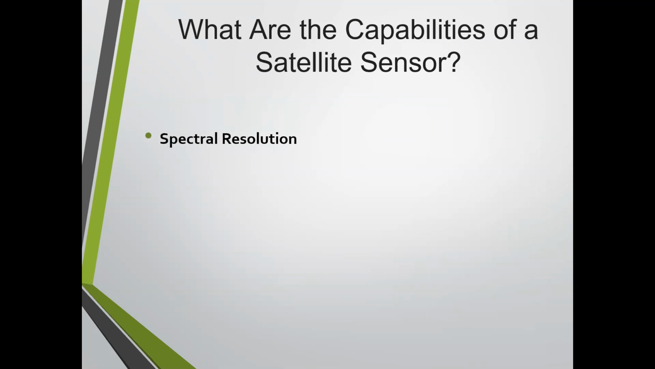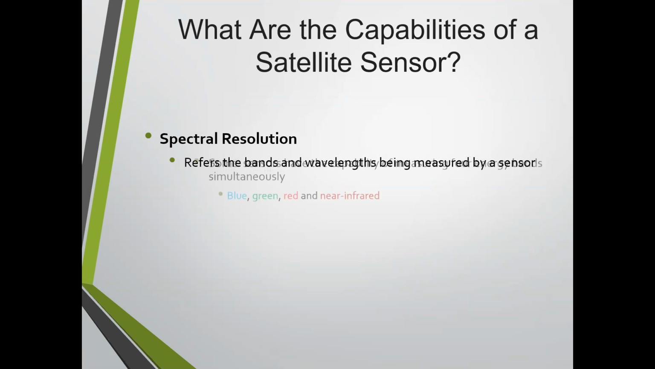Okay, so the last one we'll talk about is spectral resolution. This refers to the bands and the wavelengths that are being measured by the sensor. This is directly built into the sensor, so this is a physical characteristic of the sensor, like the spatial and the radiometric were, okay? So this refers again to the bands and the wavelengths that the sensor can measure.